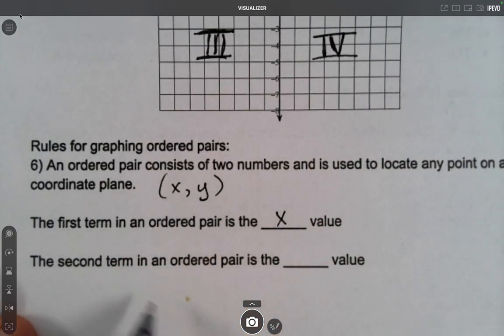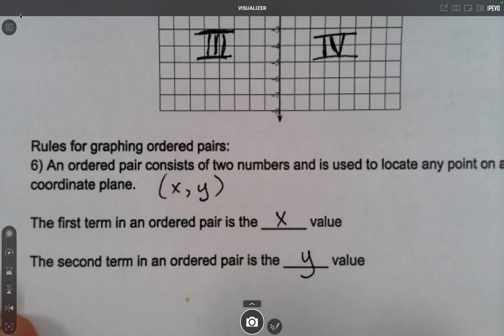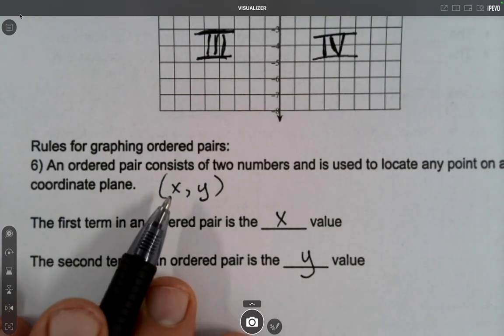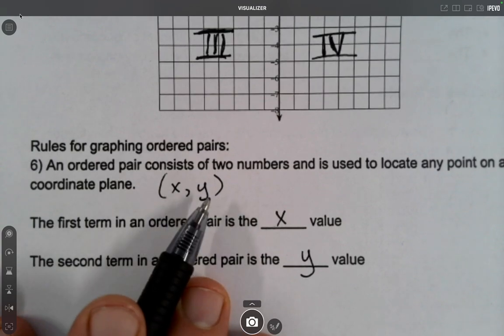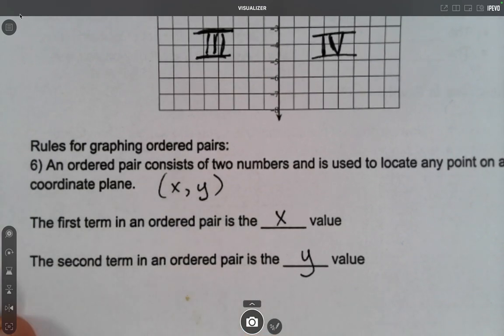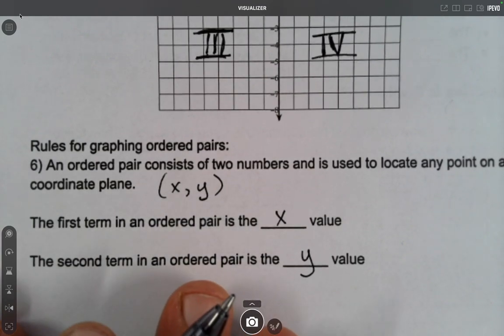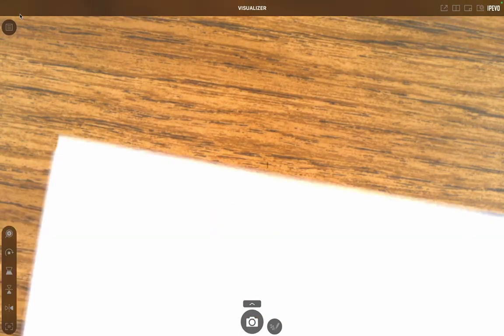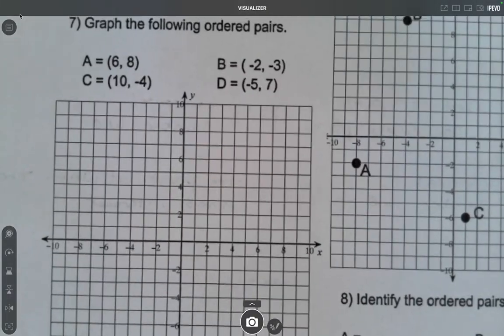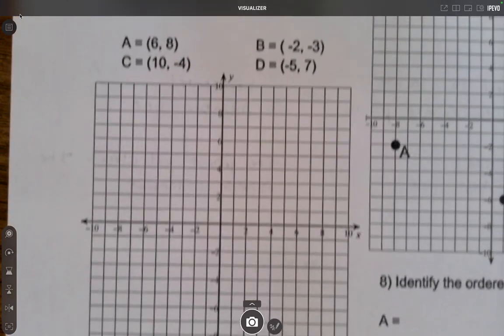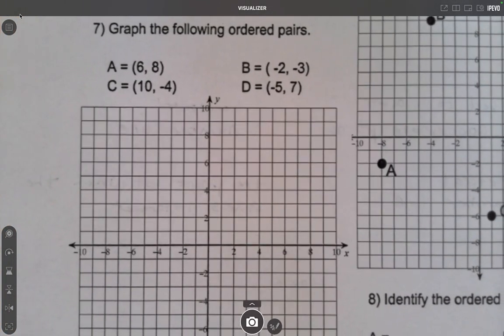Always put the x first. The second term is the y value. So that's all the time. It's alphabetical. X and y are in that order in the alphabet. They're also in that order in an ordered pair. So we're going to use that to graph these ordered pairs.